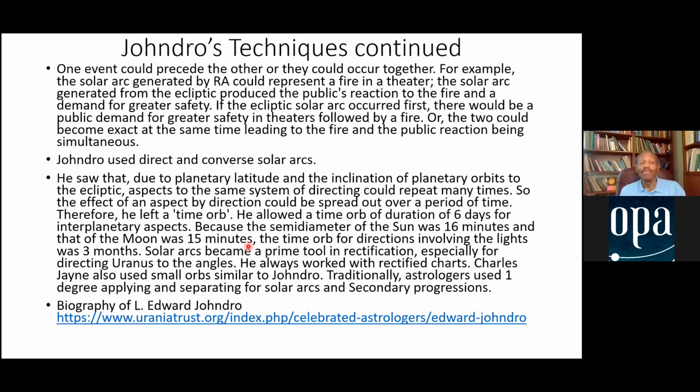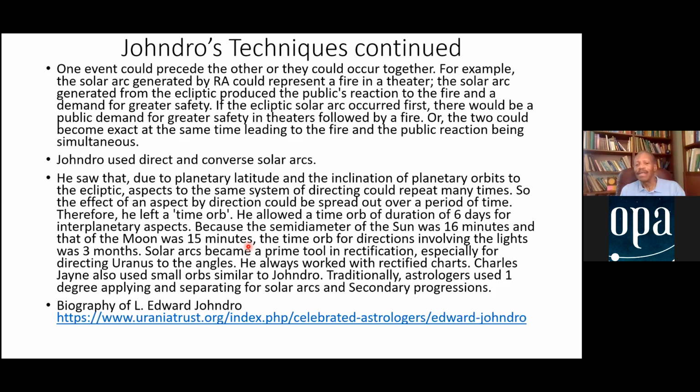For example, one event could precede the other, or they could occur together. For example, the solar arc generated by right ascension could represent a fire in a theater. The solar arc generated by the ecliptic produced the public reactions to the fire and a demand for greater safety. If the ecliptic arc occurred first, there would be a public demand for greater safety in theaters followed by a fire, or the two could become exact at the same time, leading to the fire and the public reaction being simultaneous. Johndro also recommended that both direct and converse solar arcs should be used.